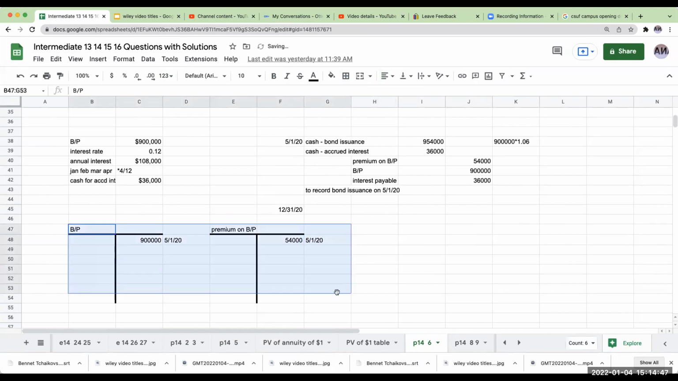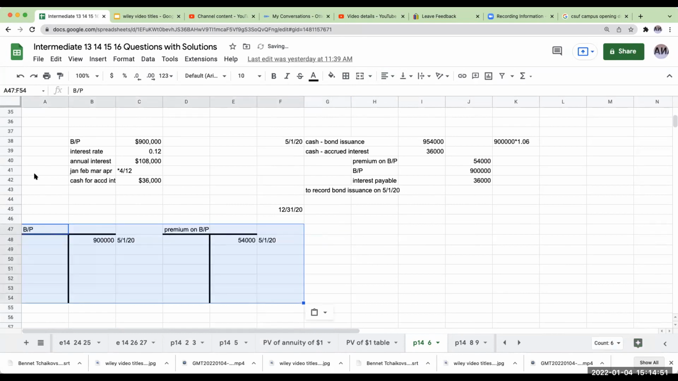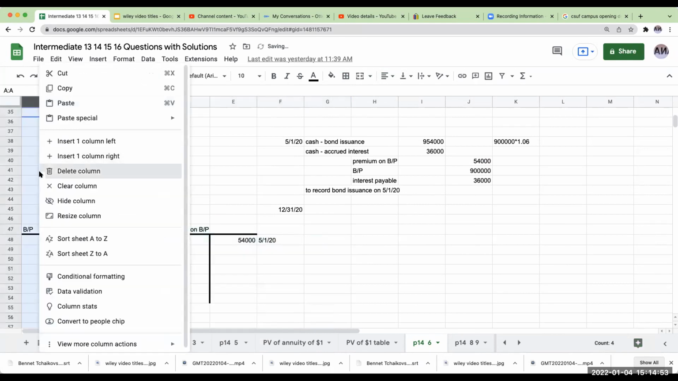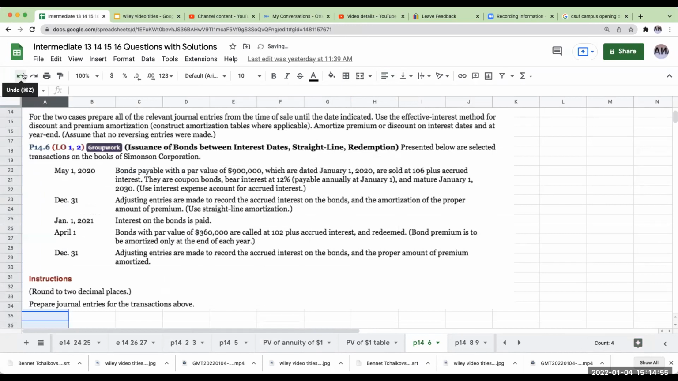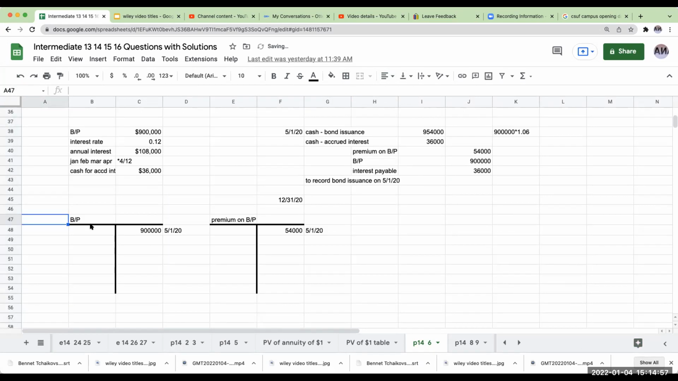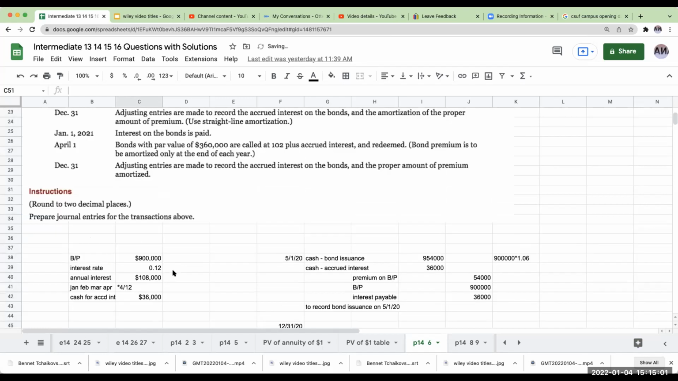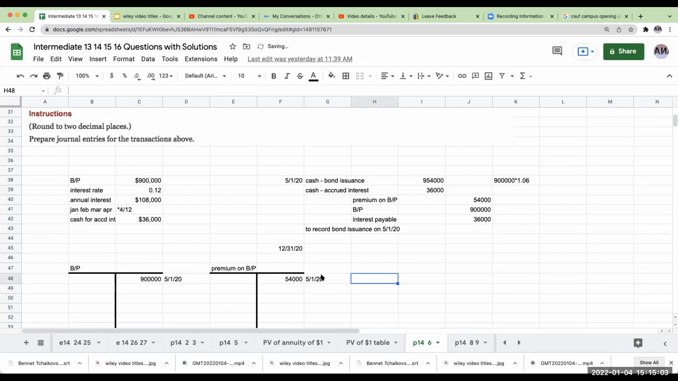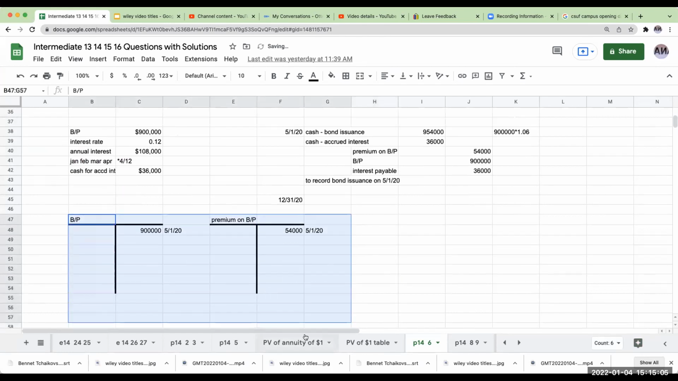So what my goal is when I'm dealing with this particular situation, what I want to go through and do is I want to have a bond.